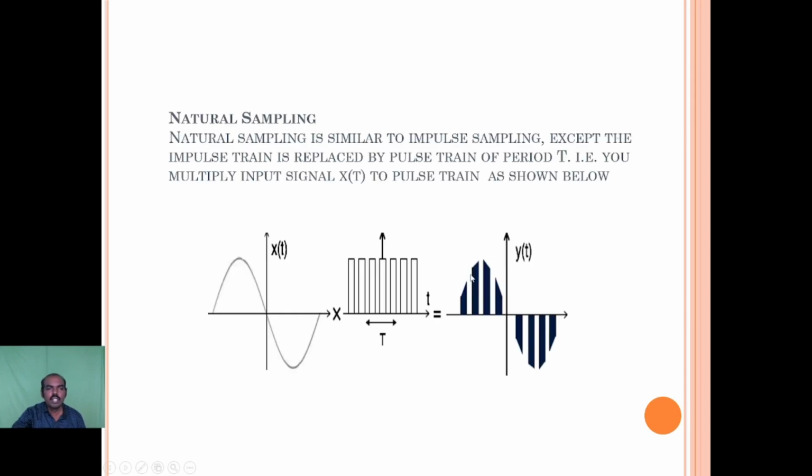The next one, natural sampling. Natural sampling is similar to impulse sampling, except the impulse train is replaced by a pulse train of period t. You multiply the input signal x of t with the pulse train and you will get y of t. Here, the same diagram, the same input signal x of t in continuous waveform. Next, del of t is a pulse train waveform.